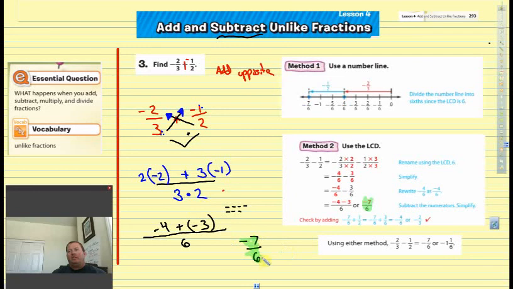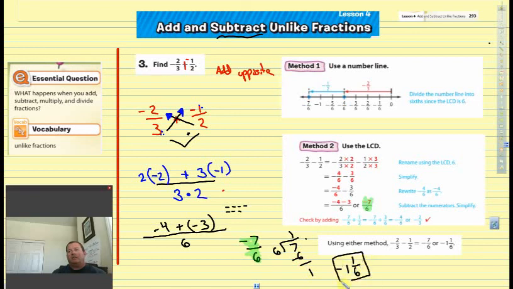Now we're going to take our negative 7 over 6 and we're going to have to change it into a mixed number. Well, how am I going to do that? I'm going to take my 7, I'm going to divide it by 6. I know that it's negative, so I'm just going to deal with the division. It goes in one time. 1 times 6 is 6. I subtract, I get 1. I get a negative 1 and 1/6.